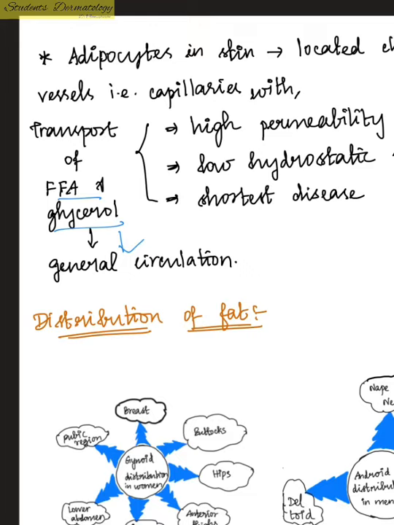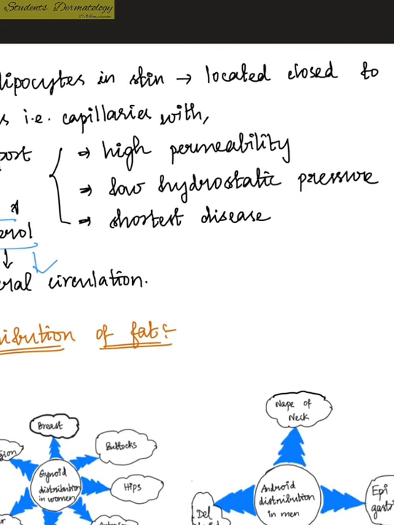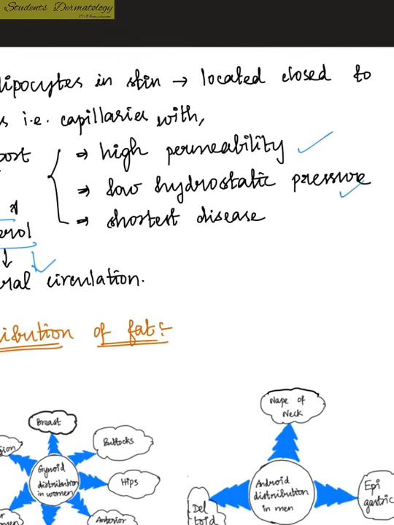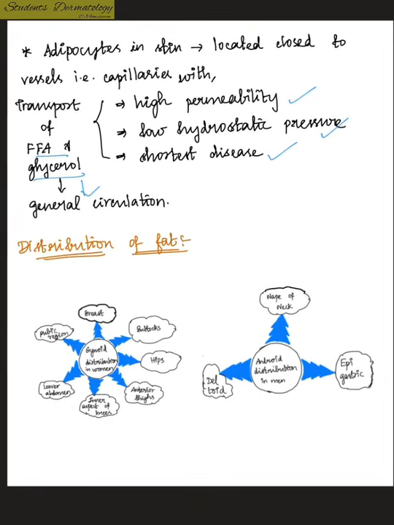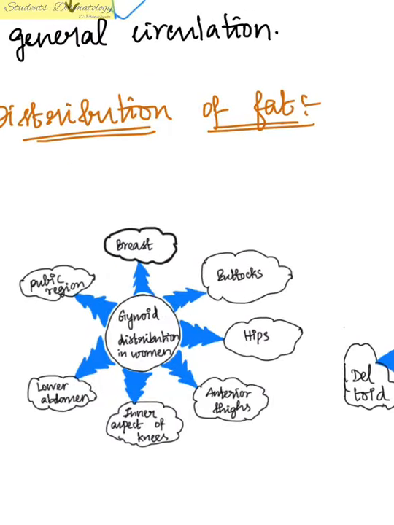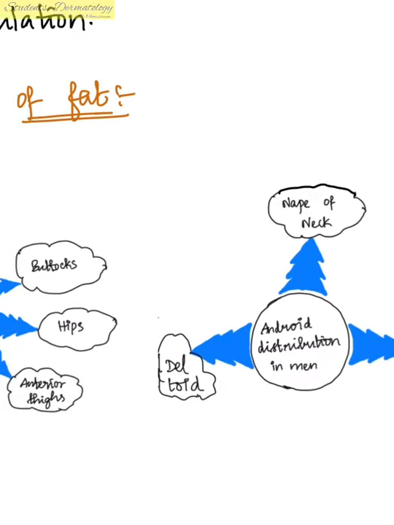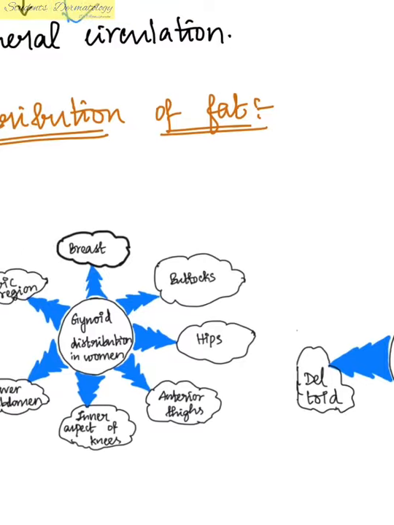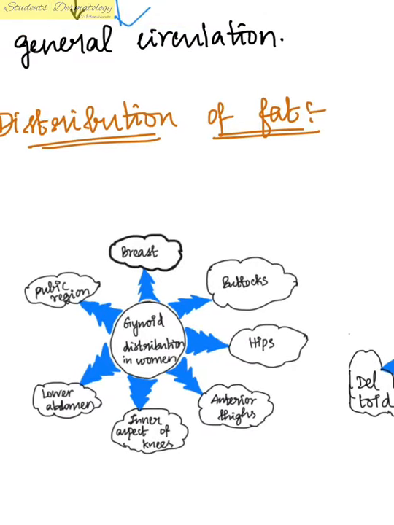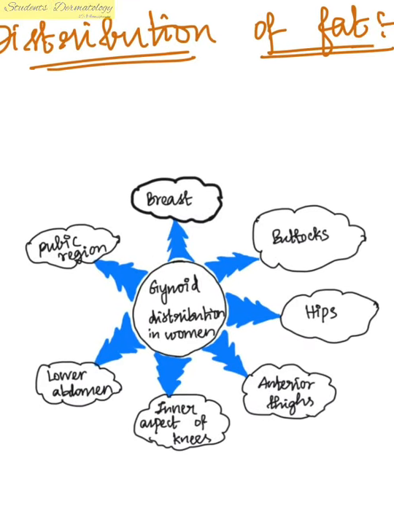For this process, they must be located close to capillaries that have properties like high permeability, low hydrostatic pressure, and shortest distance. The distribution of fat is of two types: one is gynoid distribution and the other is android distribution. The gynoid distribution is usually seen in women, and the fat is distributed over the breast, buttocks, hips, anterior thighs, inner aspect of knees, lower abdomen and pubic region.